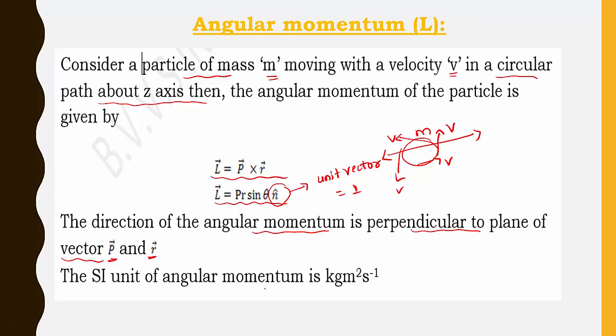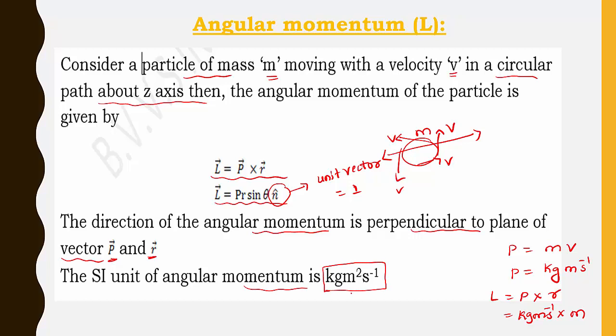Right? Then how to write the SI unit of angular momentum? We already know that linear momentum is given by the equation P equal to mv. Mass is measured in kg. Velocity is measured in meter per second. This is linear momentum. But the equation is P cross R. So the P SI unit is kg meter per second, into the R SI unit, meter. So the SI unit becomes what? Kg meter square per second. This is the SI unit of angular momentum. Remember definition, equation, SI unit.